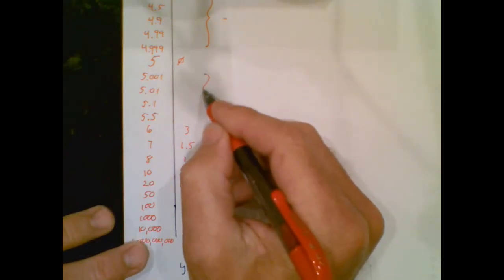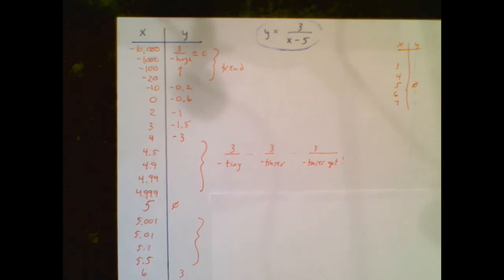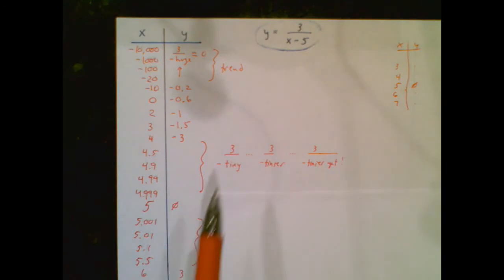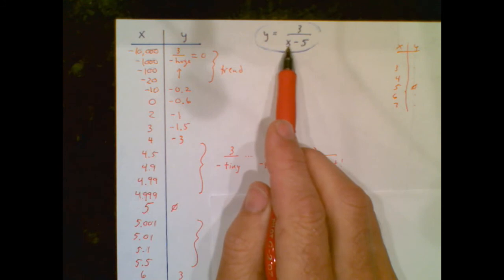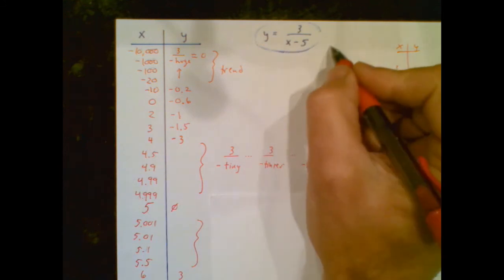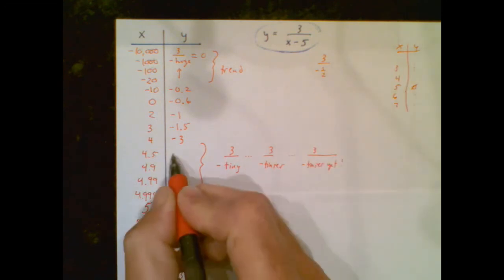Now, these two regions right here where I was taking a microscopic look at what's happening close to 5, there's going to be more trend thinking here. So I'm going to think about what's happening in this region. In theory, I keep taking one of these and plugging them into there. If I took the 4.5, it's 3 divided by 4.5 minus 5, which is really 3 divided by negative 1/2, which would be a negative 6.